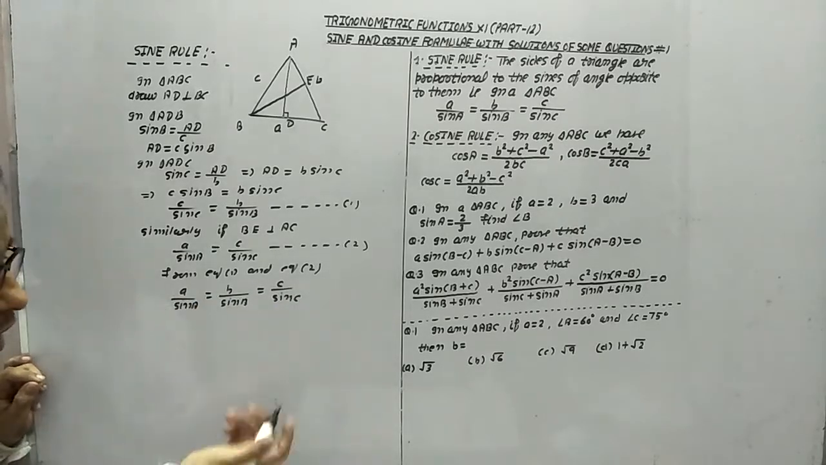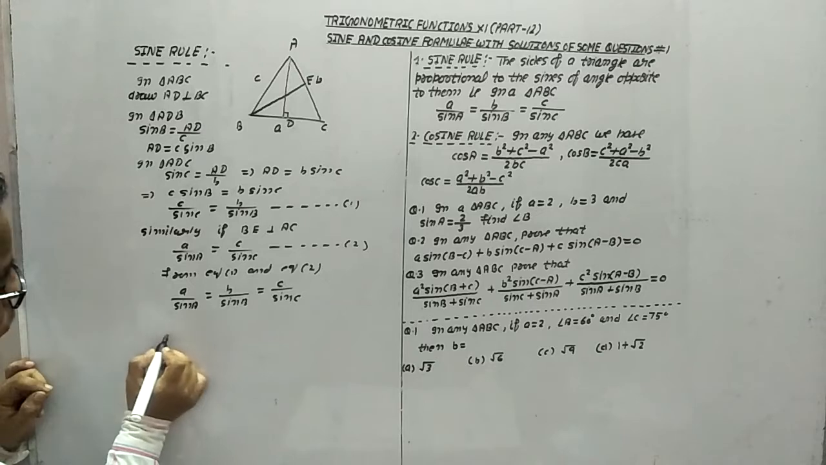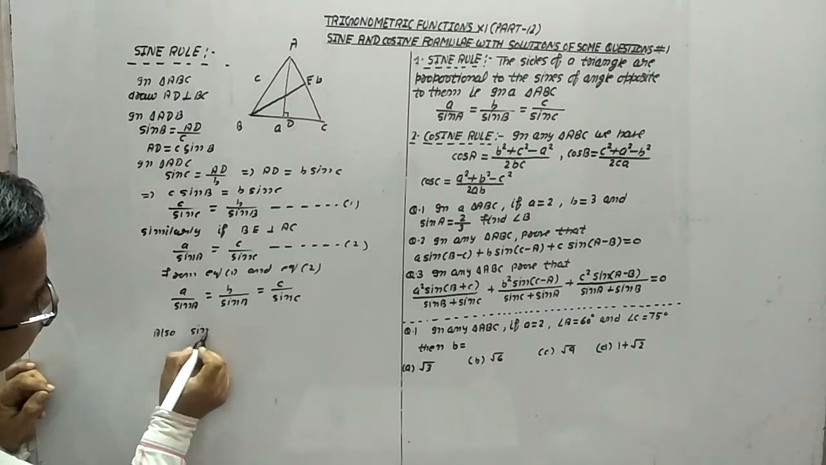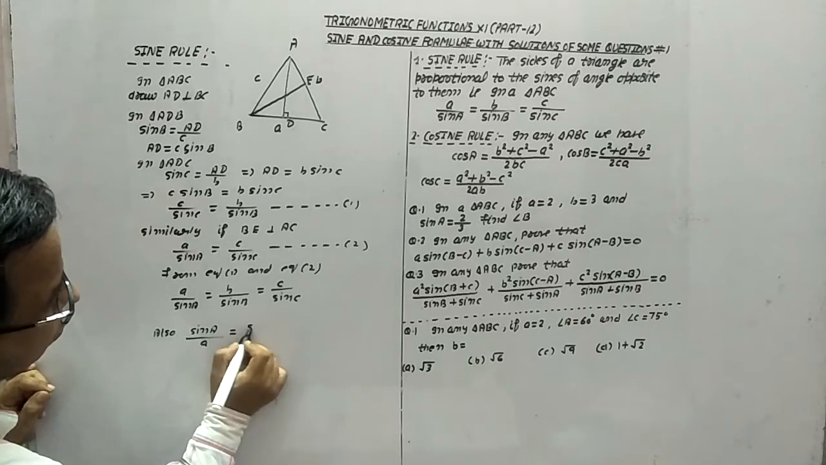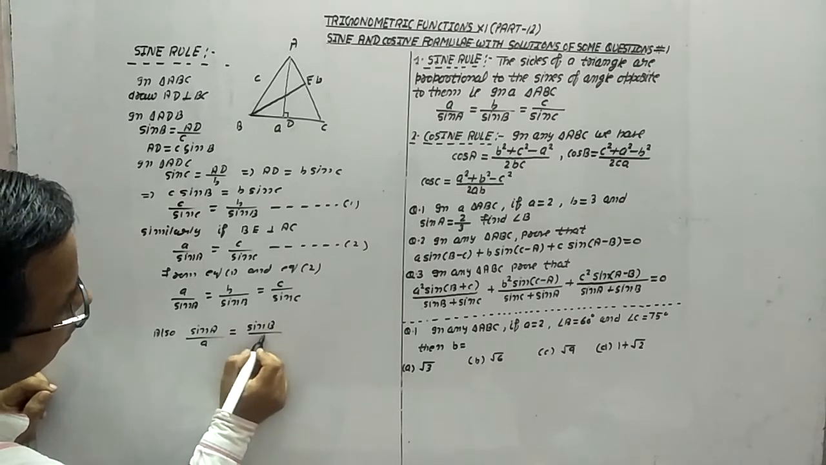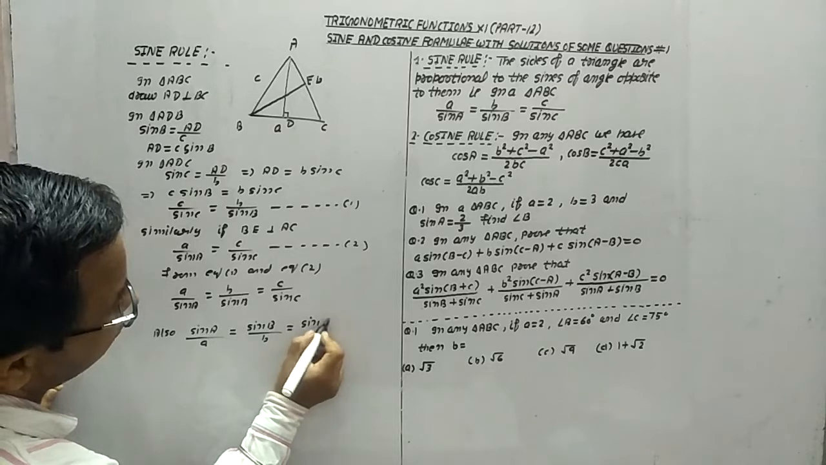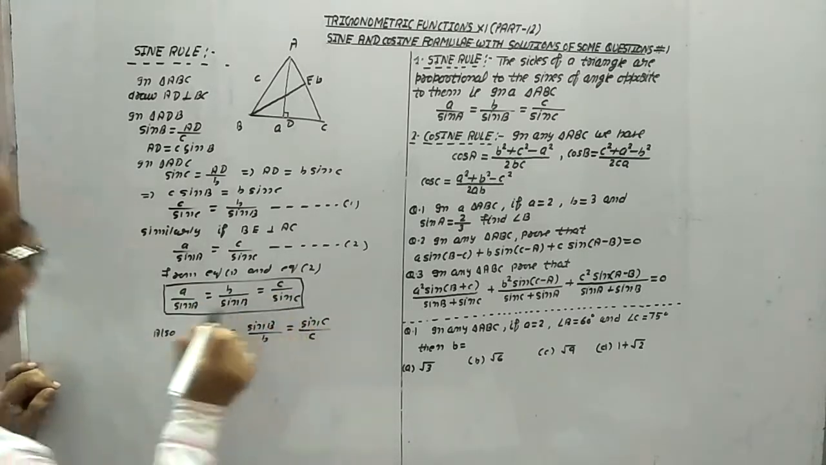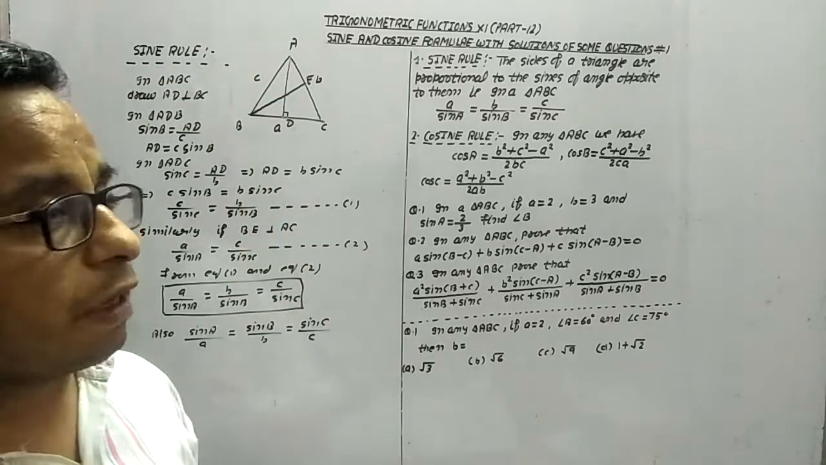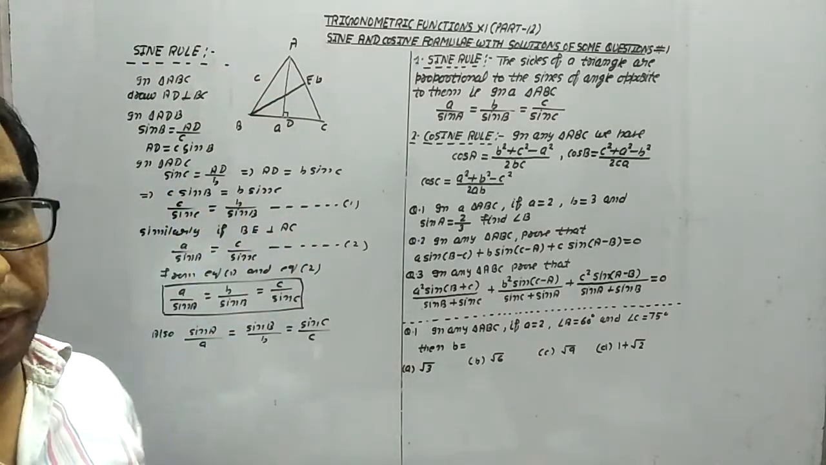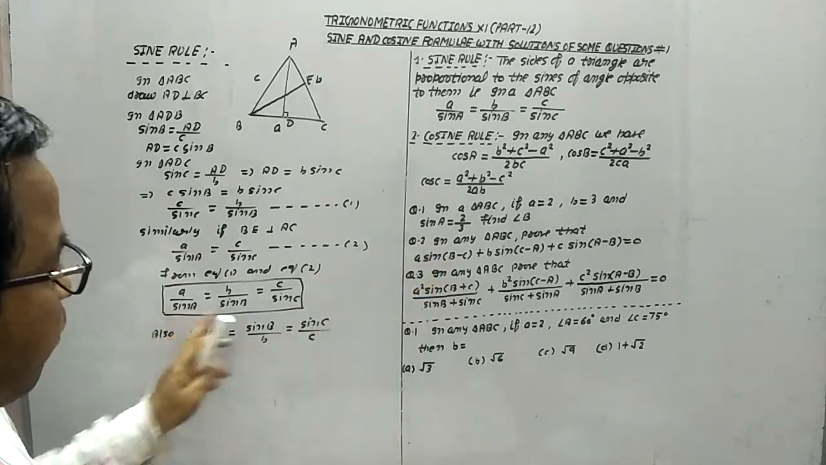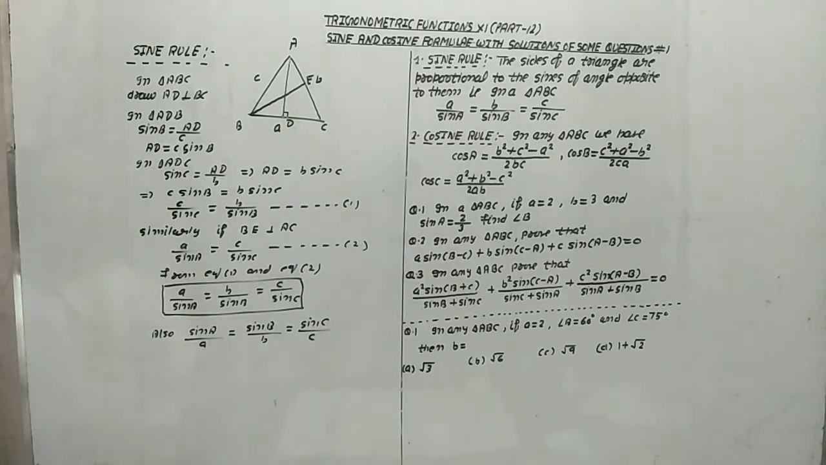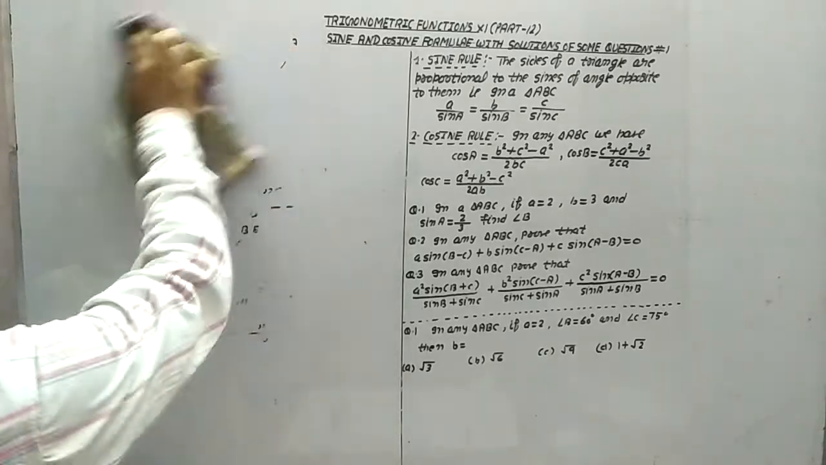Sometimes this rule can also be used in this form: sine A upon a is equal to sine B upon b is equal to sine C upon c. So these are the forms for this rule. And this is the proof. If a proof comes, then you have to do it in this way. And we have to remember this rule, because on the basis of this, we are going to do so many questions.